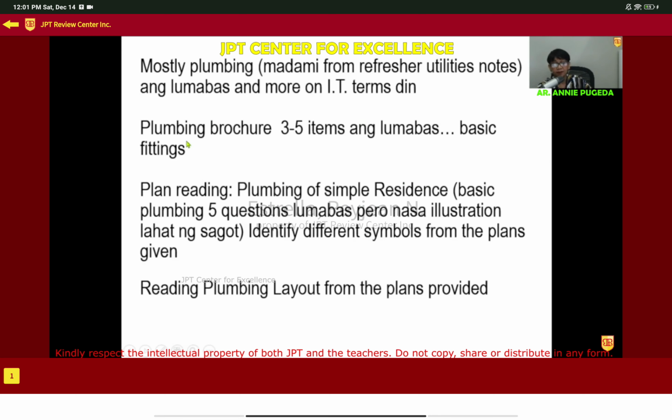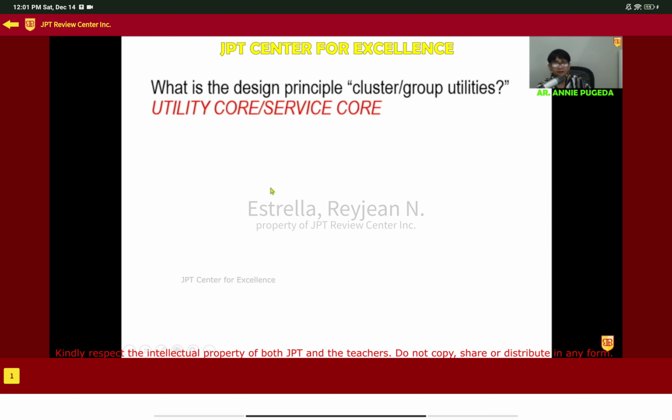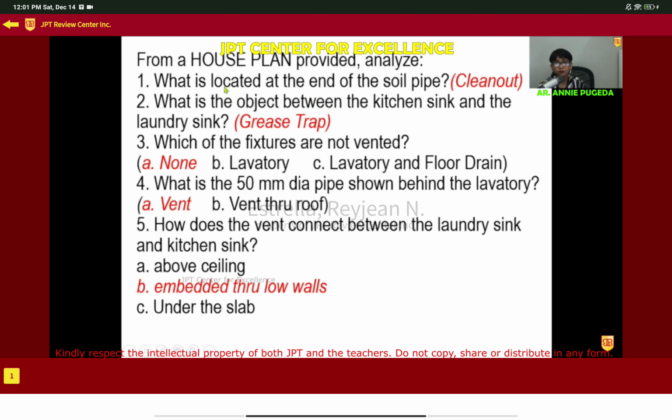Sa previous 2 exams. Plumbing brochure, fittings, meron. Plumbing of simple residence, konti, sabi nila, meron din daw. Plumbing layout, design principle, cluster, group utilities, alam niyo na yan. What is the design principle, cluster, group utilities? Utility core yun. Nandun na lahat ng utilities in one setting, which is normally, kung naka-tower ka, yung gitna, utility core, service core.